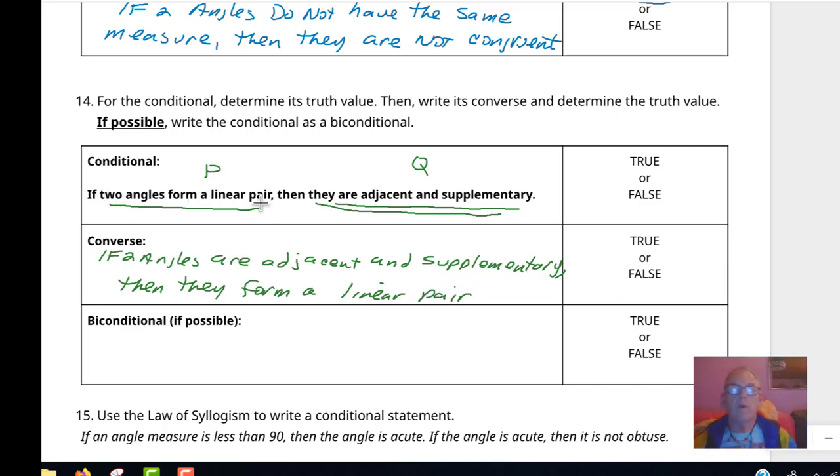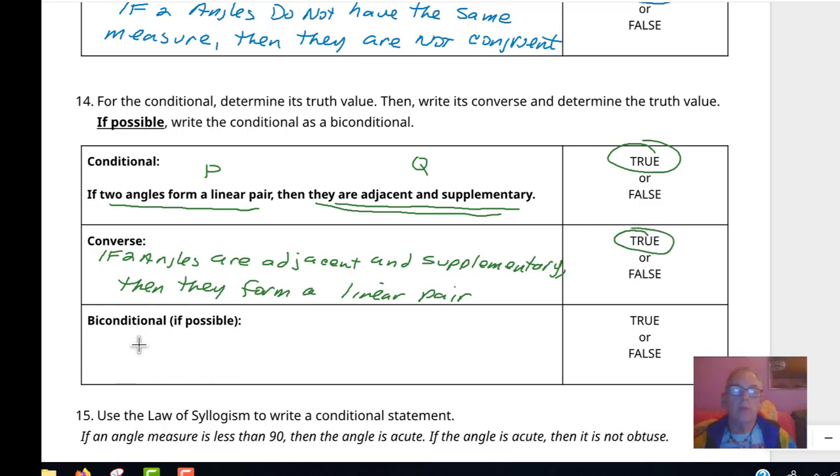So let's see. If two angles form a linear pair, they're adjacent supplementary. That's a true statement. Now, if this statement is also true, we can write it as a biconditional. So if two angles are adjacent and supplementary, then they form a linear pair. That's also a true statement.